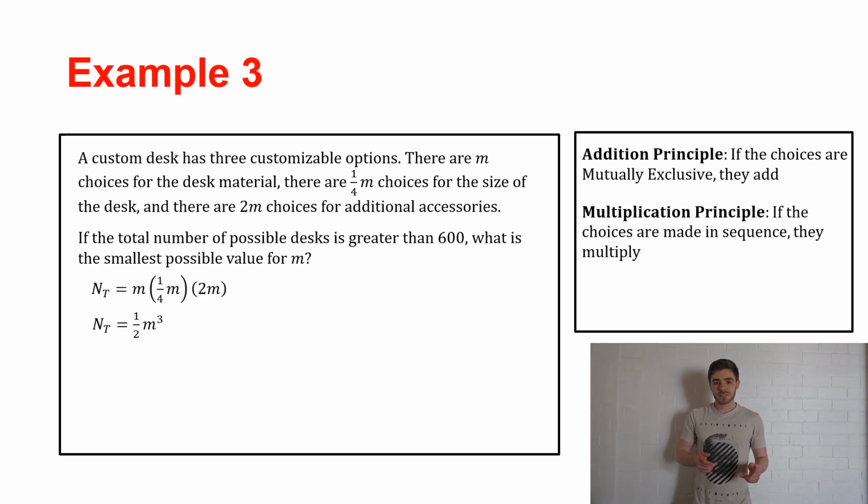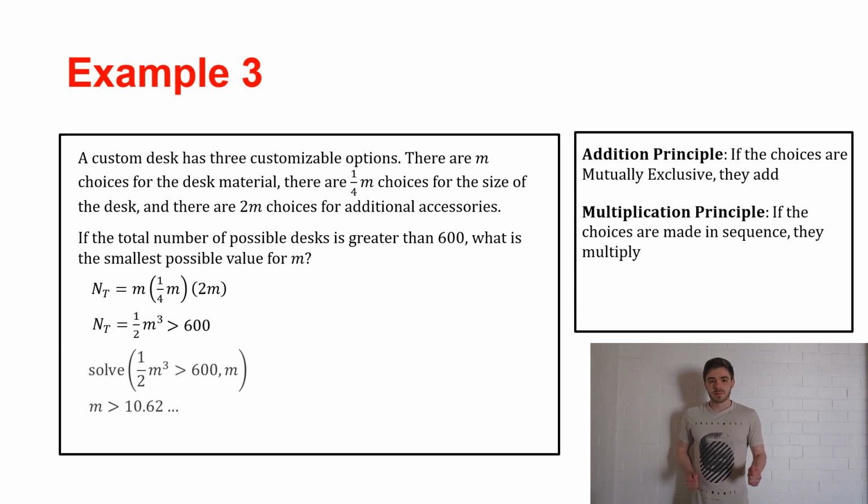The interesting part of this question is that we're told that the total number of possible choices is greater than 600, and we have to use this information to figure out the smallest possible value of m. Well, we've already created an expression for the total number of choices with that variable. All we need to do is include that inequality greater than 600. And this we're going to solve using the CAS. The TI Nspire and the Casio ClassPad have the same syntax as described here.